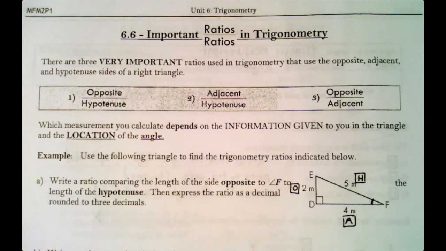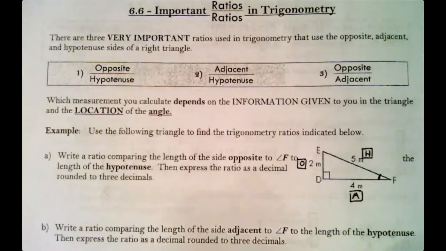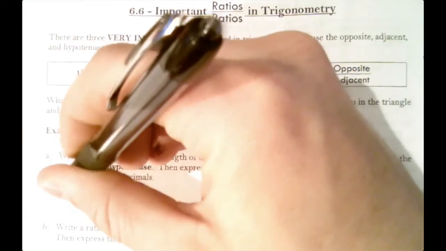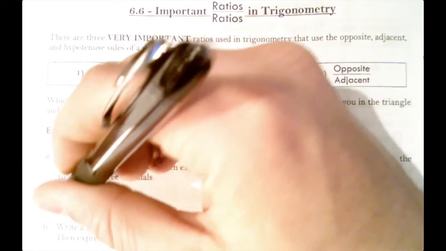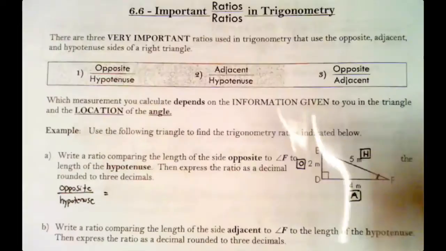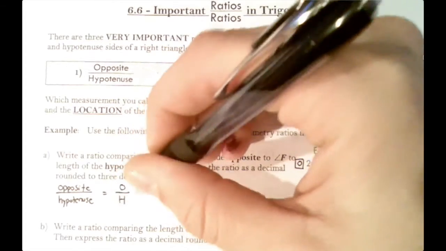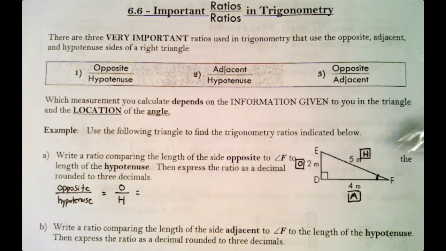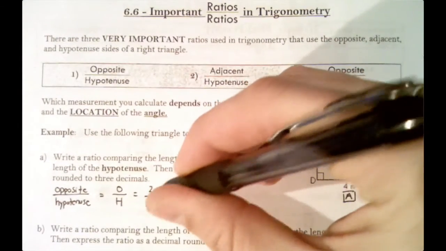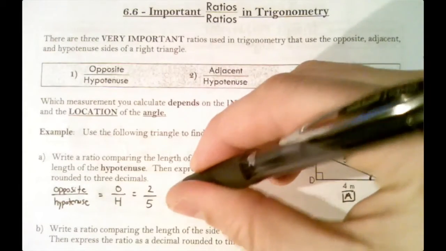So in A, we want to write the ratio opposite over hypotenuse. So we want to write the opposite over the hypotenuse. And if we do that, opposite is our O side and hypotenuse is our H side. Now we just have to go look at the numbers next to O and H. O is 2, H is 5. We have 2 over 5. And 2 over 5, if we divide, we get 0.4.